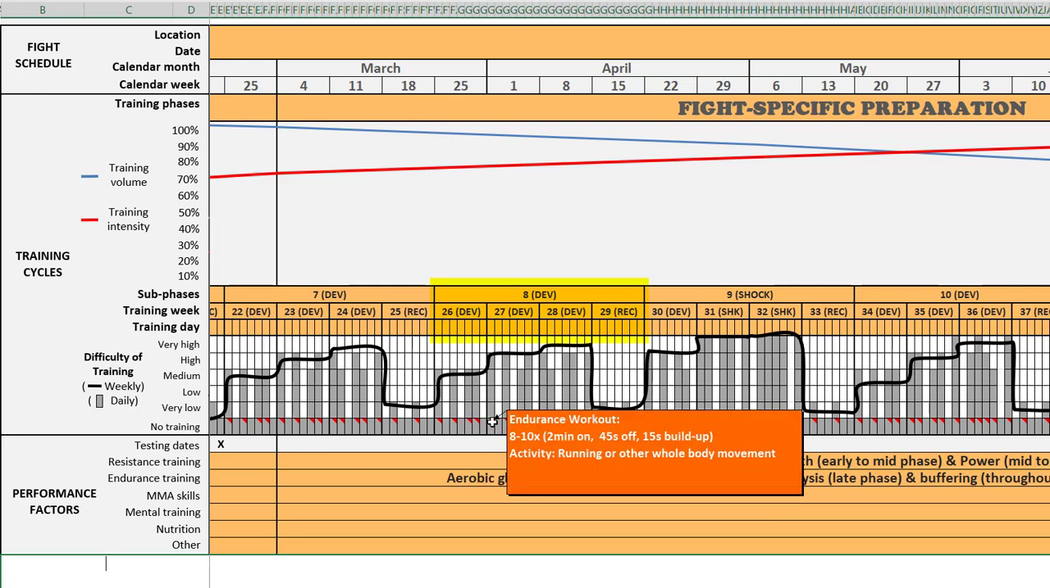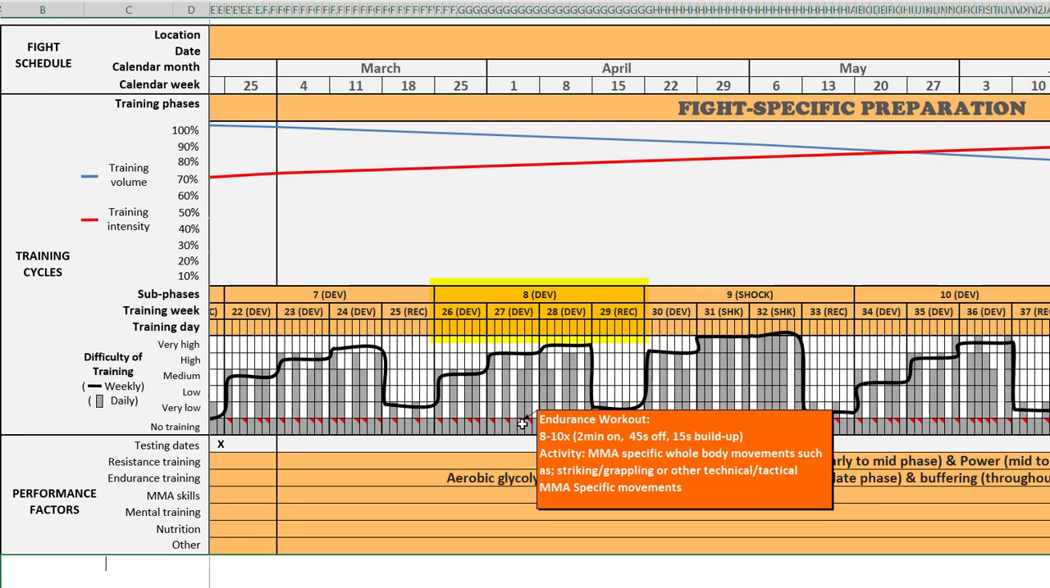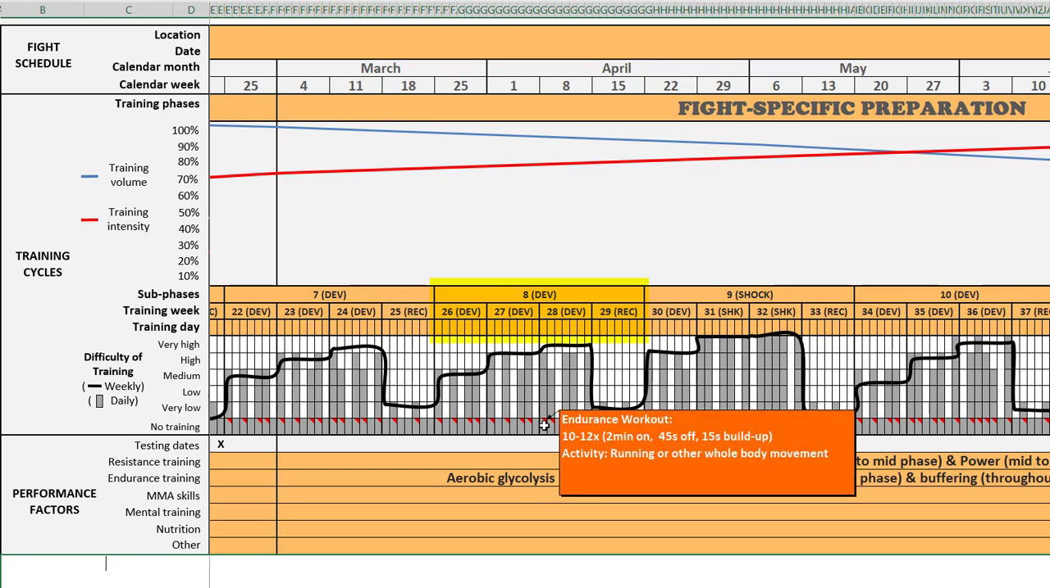And then that takes us to week 27. So we increase training difficulty in week 27 by increasing the number of sets performed in the endurance training session. So now we're working with somewhere in the region of 8 to 10, and resistance training stays roughly the same. So here's the resistance training workout. You could see the mirrored endurance workout, and then it's the same resistance training workout. And then we're into week 28.